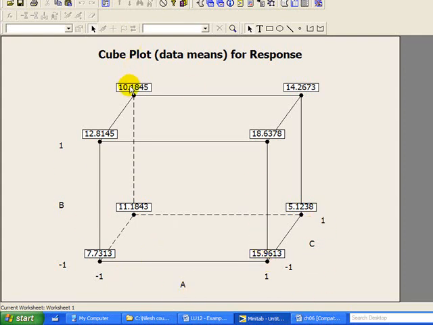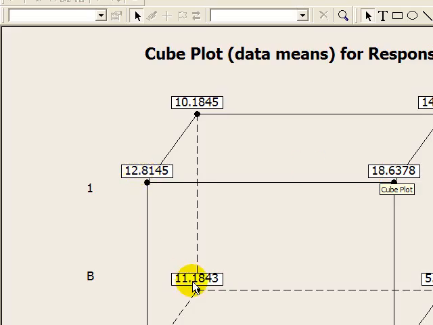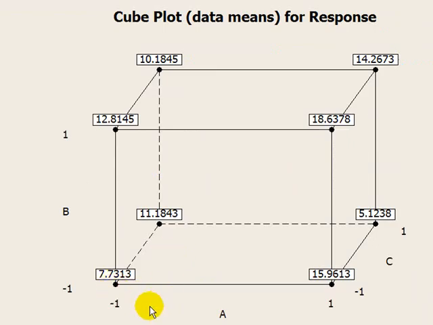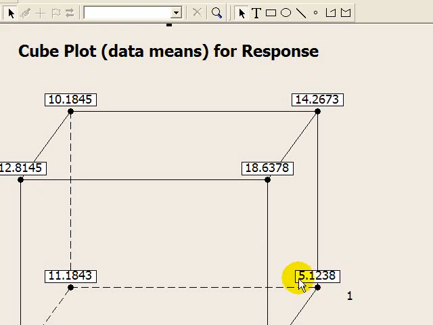Now look at all these values. These are crack lengths, and crack length is problematic. We don't want cracks, so that means low values are good, right? Low values of crack length are better. So I'm going to look at all these values on this cube and see at which point I have the lowest value. Right here you can see 5.1238. This value seems to be the lowest value on this cube plot.